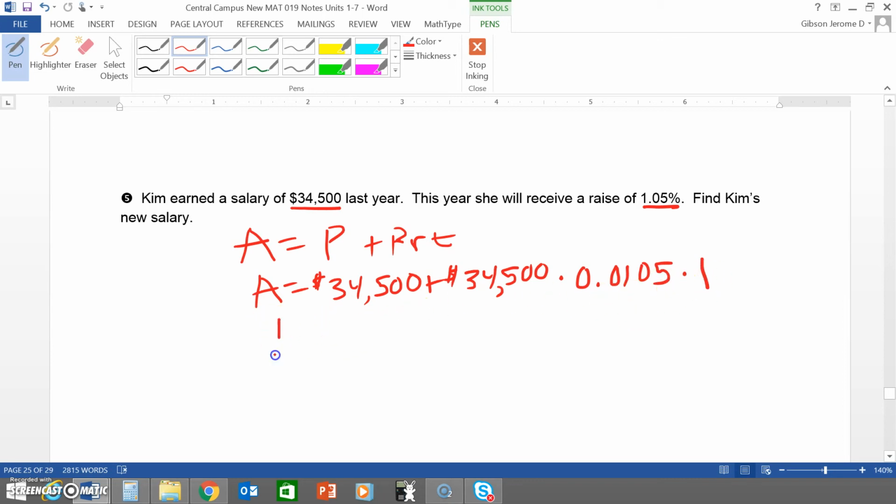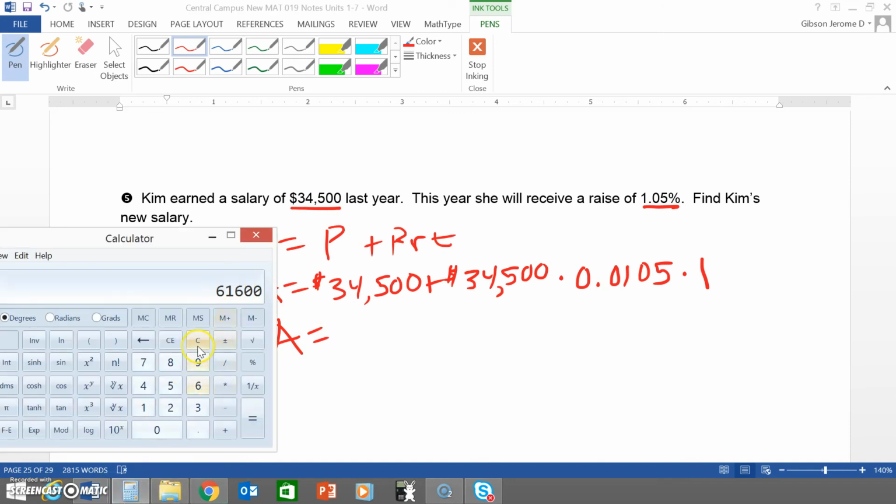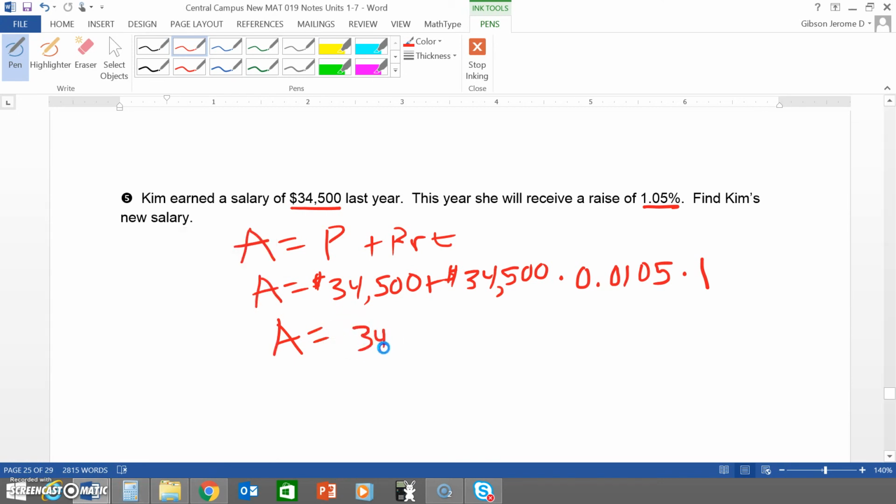Okay, so now we put this in our calculator. We have 34,500 plus 34,500 times 0.0105 times 1. And our new salary would be $34,862.25.